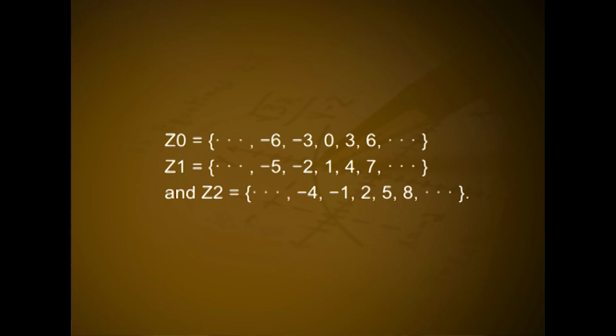all elements 0, 3, 6, etc., minus 3, minus 6, etc. Z1 equals the set of all elements 1, 4, 7, etc., minus 2, minus 5, etc. and Z2 equals the set of all elements 2, 5, 8, etc., minus 1, minus 4, etc. Clearly, the 3 sets are pairwise disjoint and their union is the set of all integers.